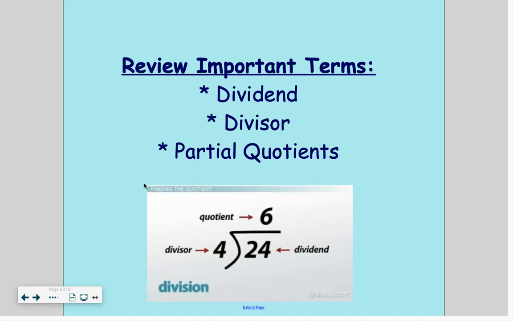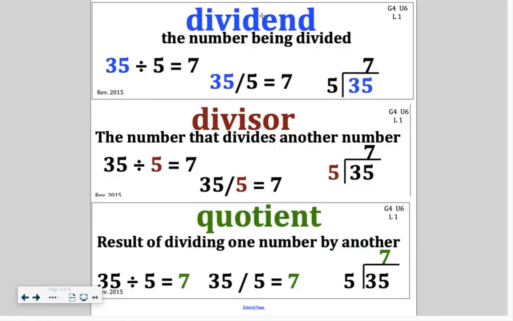Okay, let's go over the vocabulary words again. Dividend, divisor, and quotient. Dividend, the number being divided. Divisor, the number that divides another number, which was 5 out here, and quotient, the result of dividing one number by another number. Quotient is basically the result of dividing two numbers.